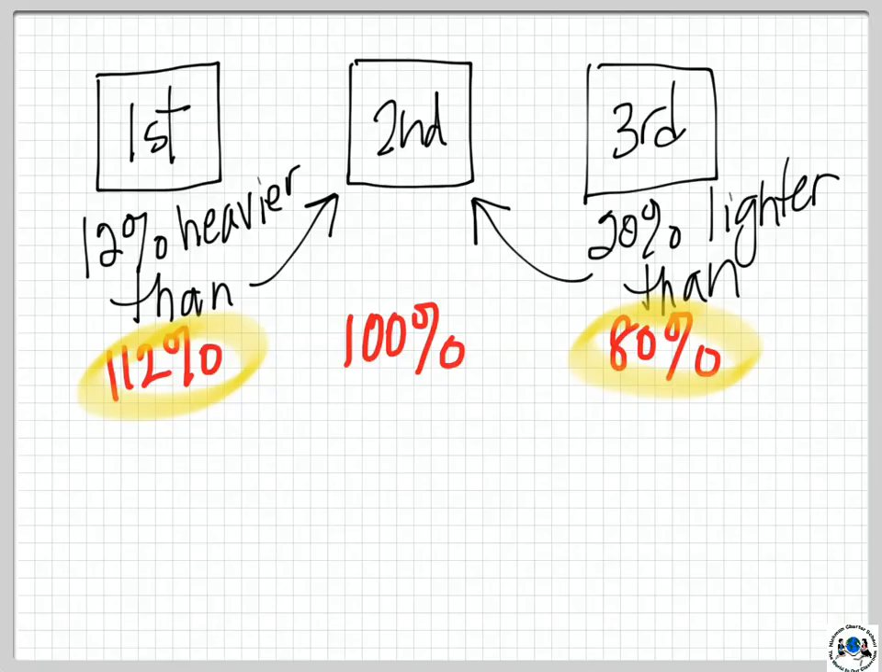It represents 100%. Therefore, if the first container is 12% heavier than it, it is 112% of that second container. The third container is 20% lighter than that second container, therefore it is represented by 80%. Again, we have no actual weights, no pounds, no kilograms to go by. All we have are percentages. So that second container acts as a point of reference.